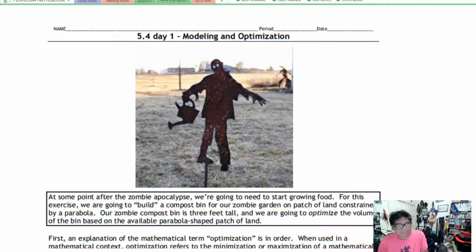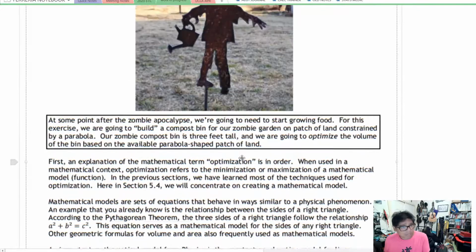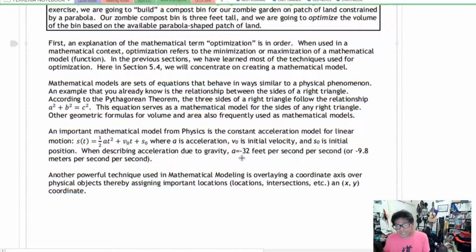So at some point after the zombie apocalypse, we're going to need to start growing food. For this exercise, we're going to build a compost bin for our zombie garden on a patch of land constrained by a parabola. Our zombie compost bin is going to be 3 feet tall, and we're going to optimize the volume of the bin based on the available parabola-shaped patch of land. So, not that crazy as far as calculus goes.